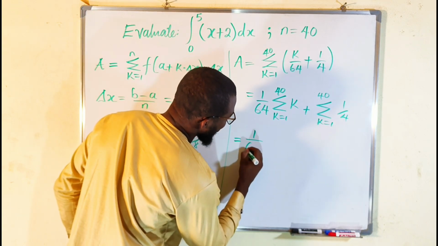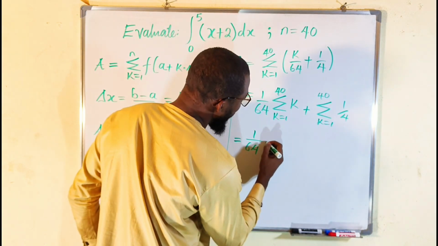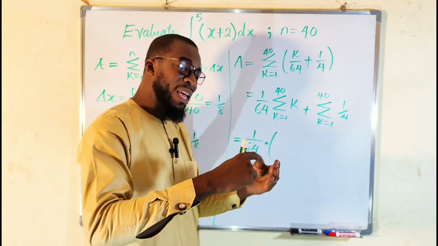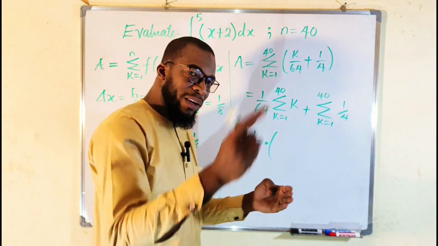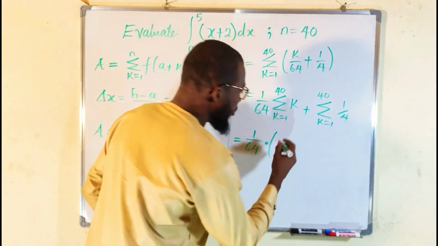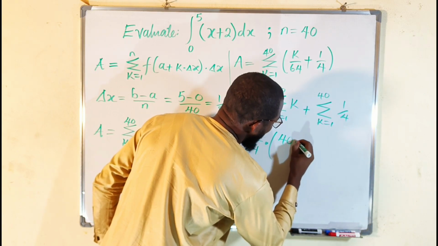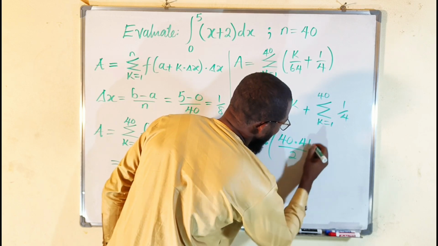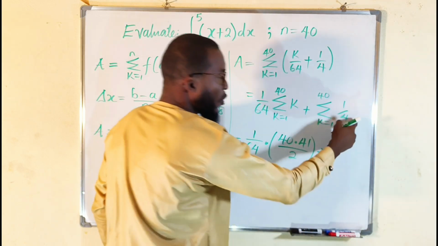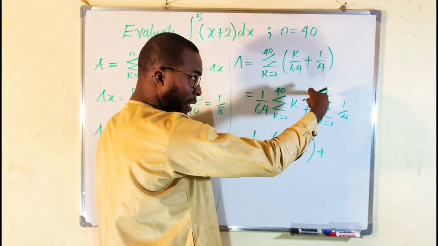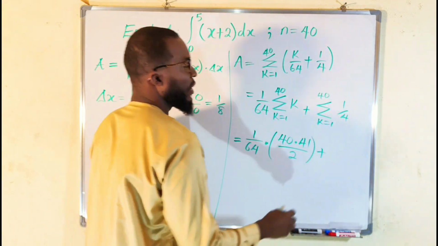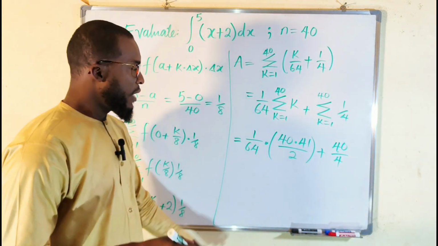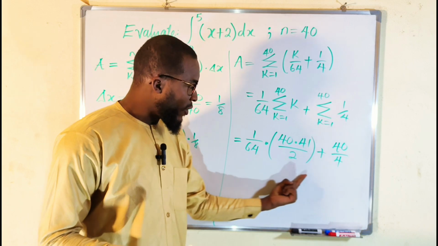So this is 1 divided by 64 multiplied by the whole of n times n plus 1 divided by 2. But n is 40, so it will be 40 multiplied by 40 plus 1, that is 41, then divide by 2. But for the constant, just take the upper limit, that is our n, then you multiply by 1 over 4. So that would be 40 divided by 4. Take your calculator, simplify the whole of this.